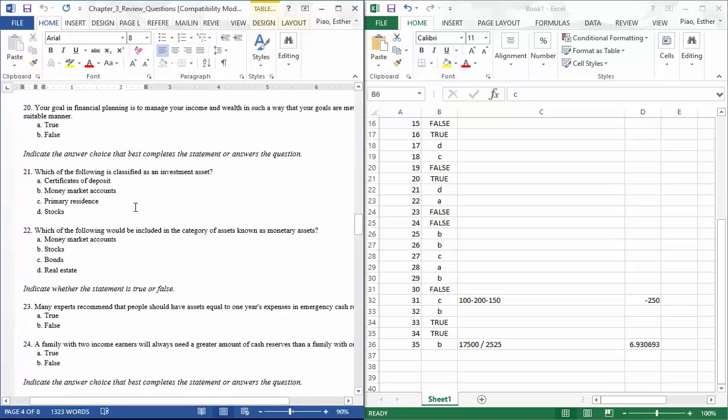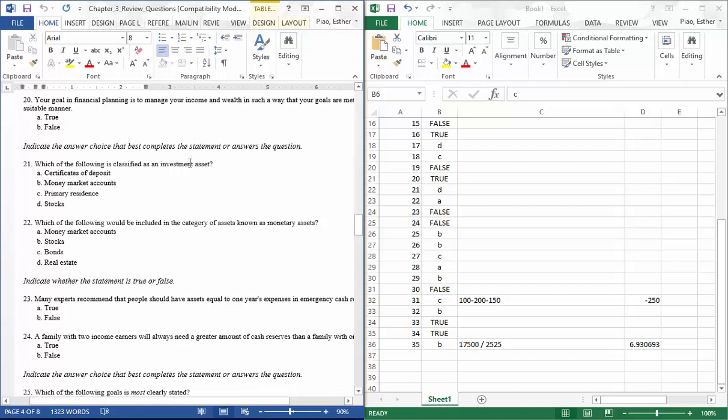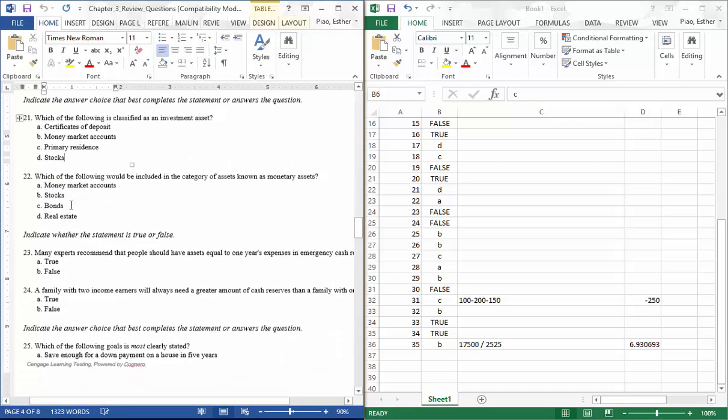21. Which of the following is classified as an investment asset? You probably consider certificate and money market accounts as investment assets, but in the most technical sense, they are not. We'll consider these as liquidity, monetary assets because we can turn them into cash with relatively less effort, whereas stocks are going to be the investment assets, since it is not always easy to turn them into quick cash.